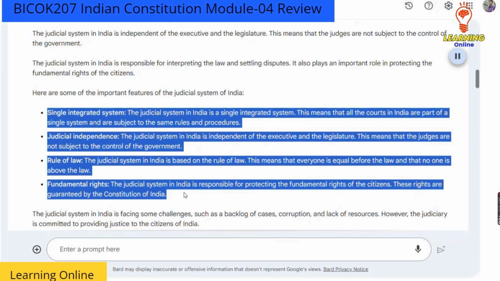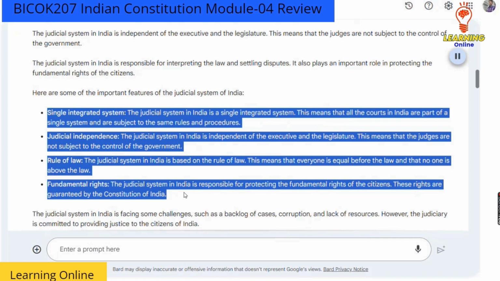Here are some of the important features of the judicial system of India. Single integrated system. The judicial system in India is a single integrated system. This means that all the courts in India are part of a single system and are subject to the same rules and procedures. Judicial independence. The judicial system in India is independent of the executive and the legislature. This means that the judges are not subject to the control of the government.